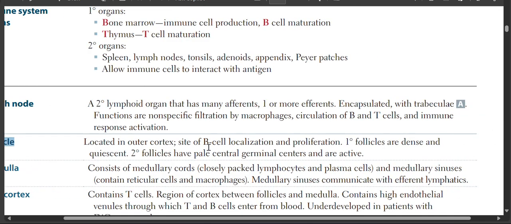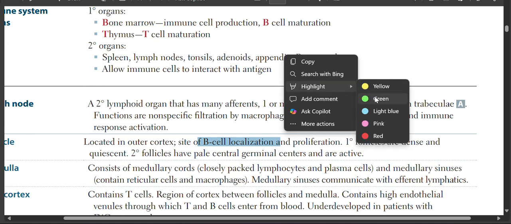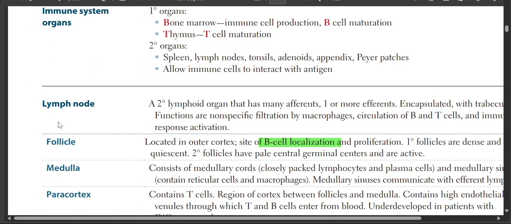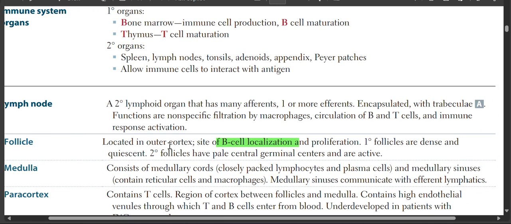Now, think about this. The follicles usually have a lot of B cells. That's what the book tells us, that follicles have a lot of B cell localization. So if you have a cancer in the follicle of the lymph node, then what kind of cancer do you think you will have? Maybe like a B cell lymphoma? Yeah, that is correct. So you'll have a B cell lymphoma.